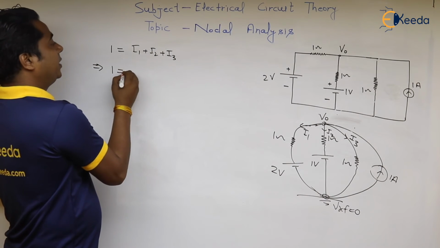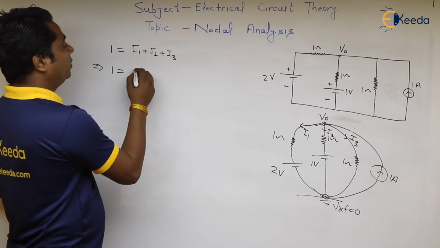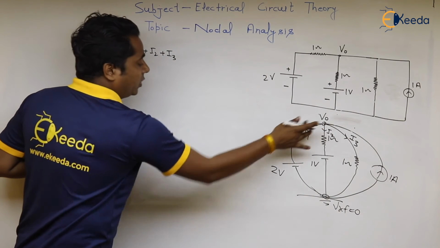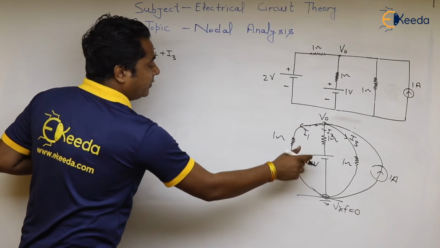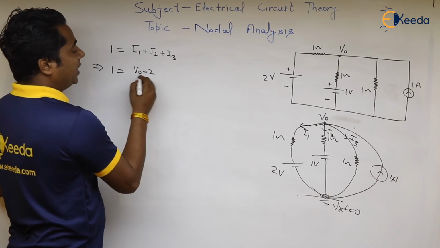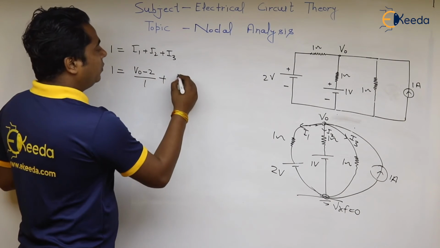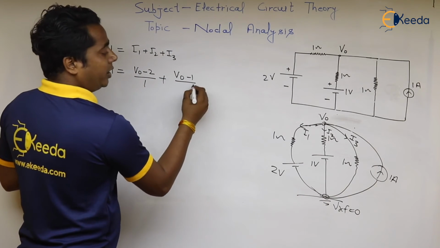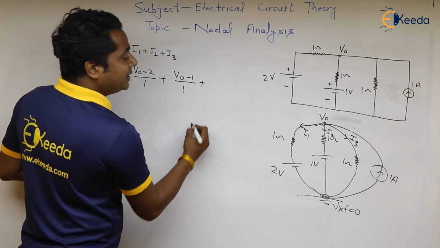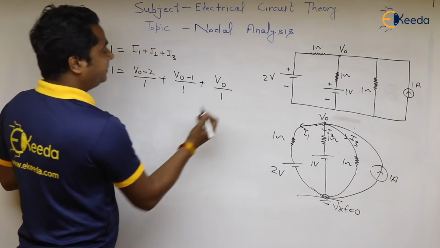And 1 is equal to, I1 value is V naught minus 2. V naught minus 0, I am neglecting 0. V naught, this is opposite, 2 volt is opposing I1. So V naught minus 2 upon 1, plus I2 value is V naught, this is 1 volt, minus 1 upon 1, plus I3 value will be equal to V naught upon 1.